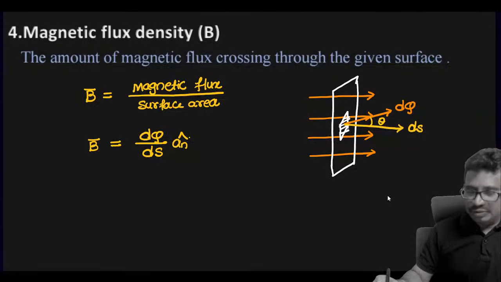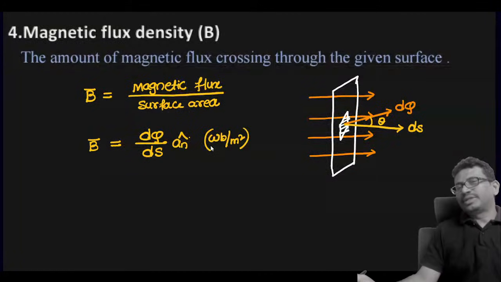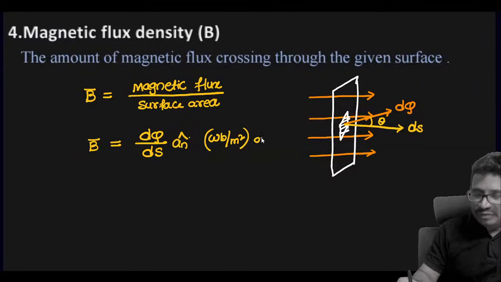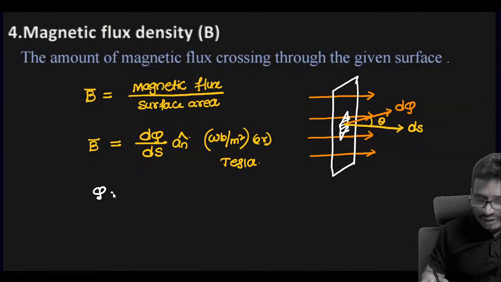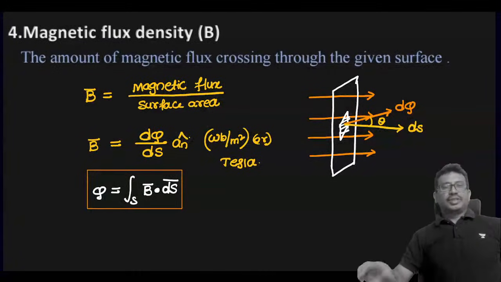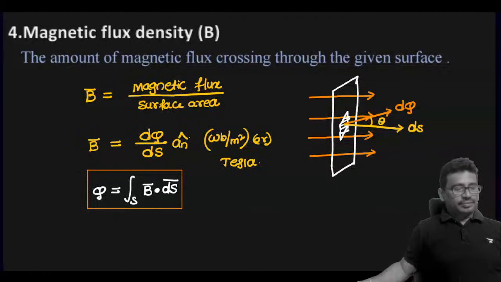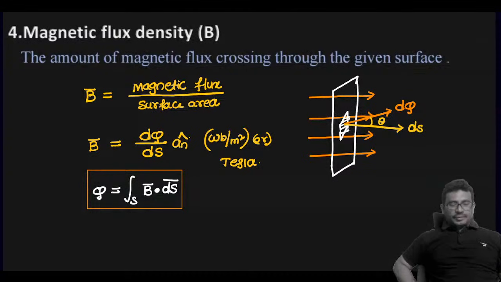What are the units of magnetic flux density? Magnetic flux units are Weber, so the density is Weber per meter square, or the other unit for this is Tesla. From this we can get the magnetic flux, which is equal to the surface integration of B bar dot dS bar. This is the magnetic flux.